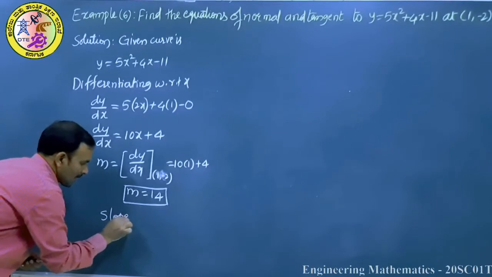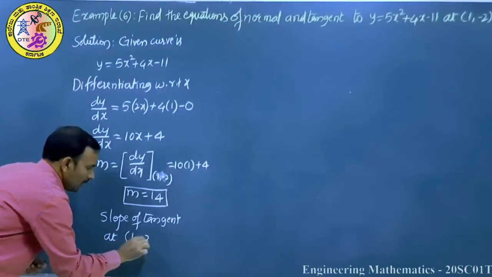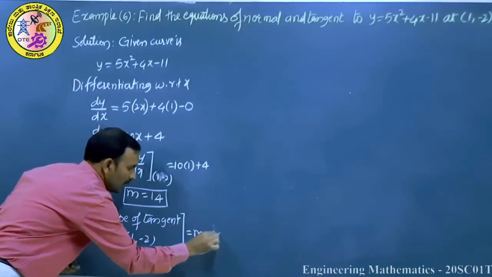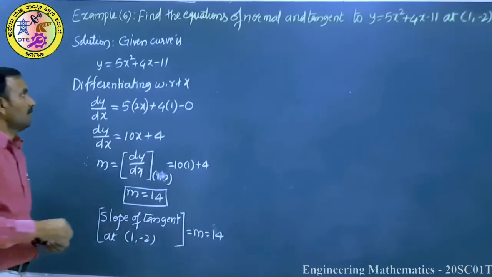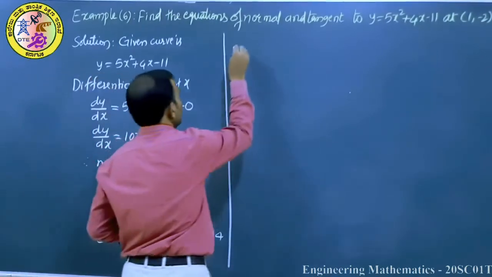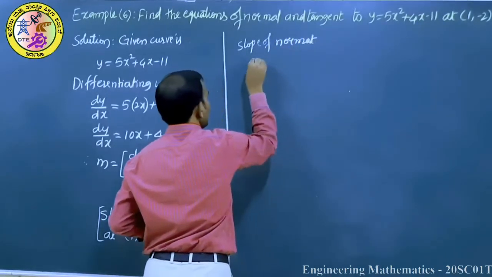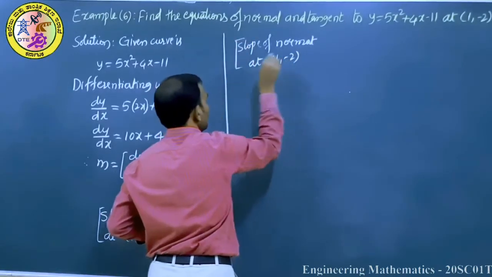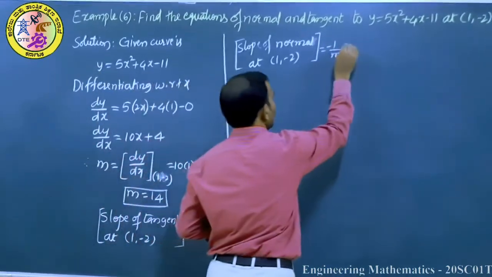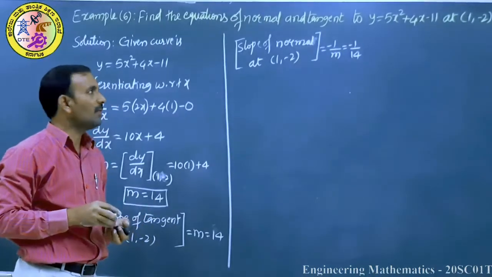What is the slope of tangent? The slope of tangent at 1 comma minus 2 is equal to m. M equal to what? 14. Therefore, the slope of tangent is 14. Next, you have to find the slope of normal. Slope of normal at what point? 1 comma minus 2. That is equal to minus 1 by m, which is minus 1 by 14. First you have to find the equation of tangent, then the equation of normal.